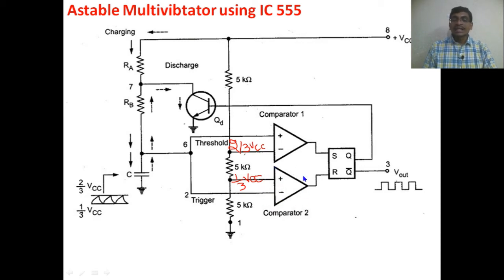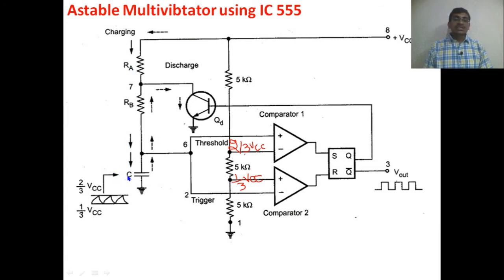Therefore, the second comparator switches on, and the output will be plus V saturation. This plus V saturation is given to the reset of our flip flop. Therefore, reset means Q is equal to 0, Q bar is equal to 1. Again, our output will go to plus VCC, and this Q equal to 0 makes the transistor turn off, and then the capacitor will start charging towards VCC through the resistors RA and RB.